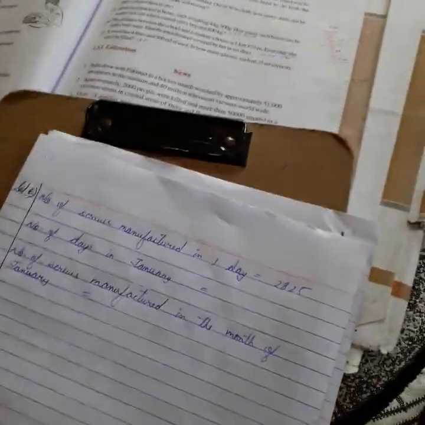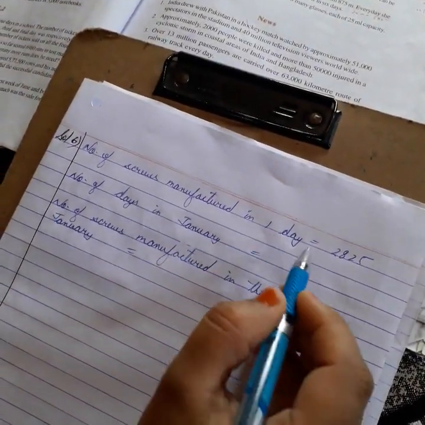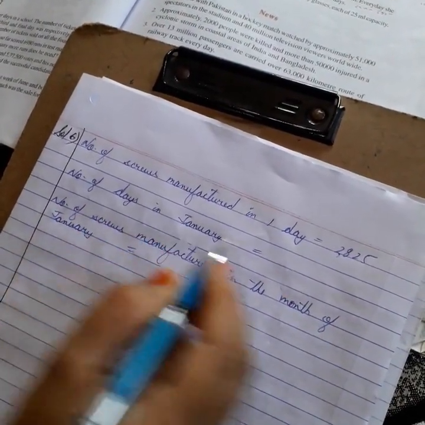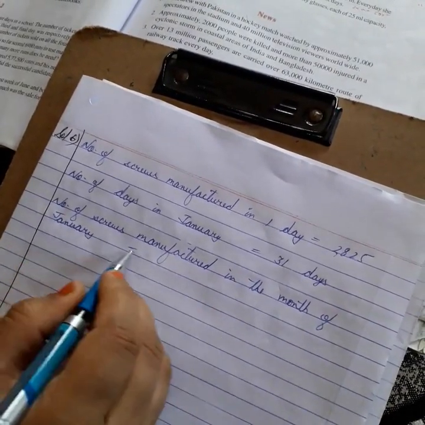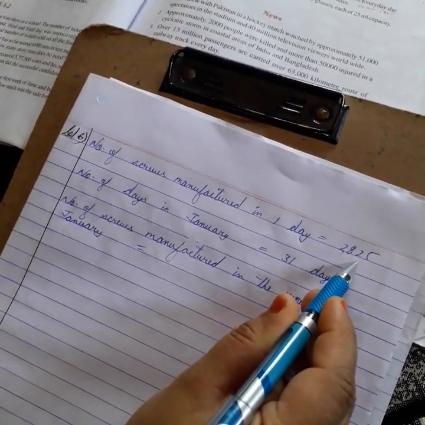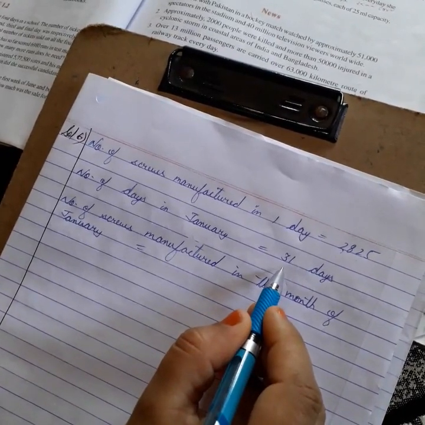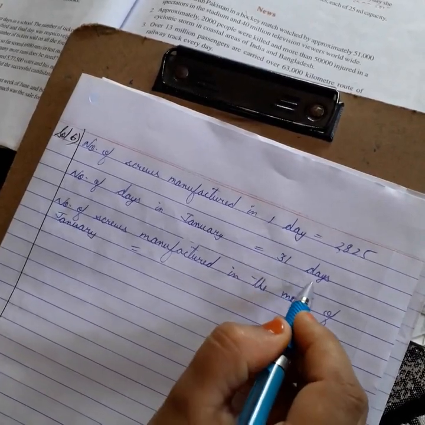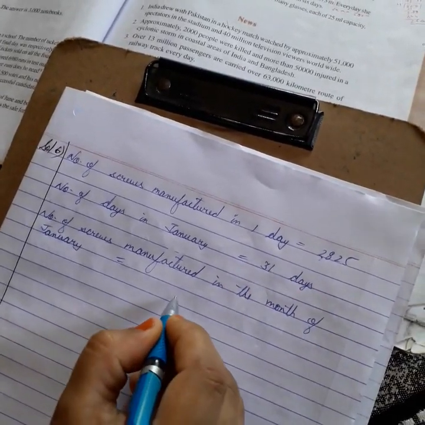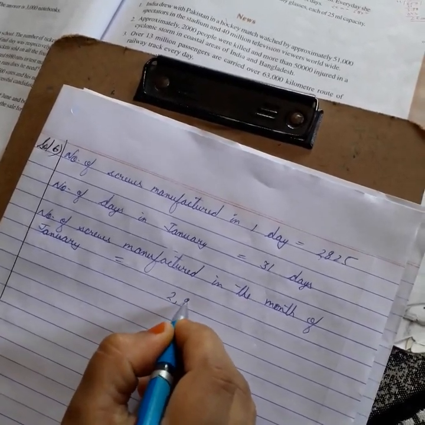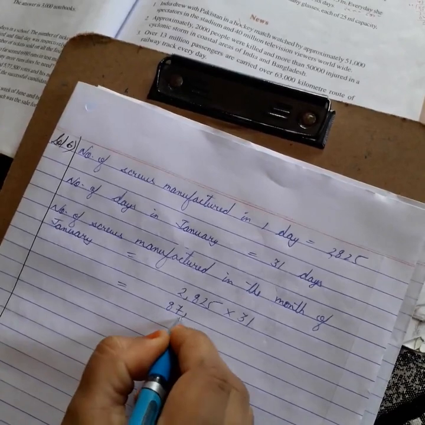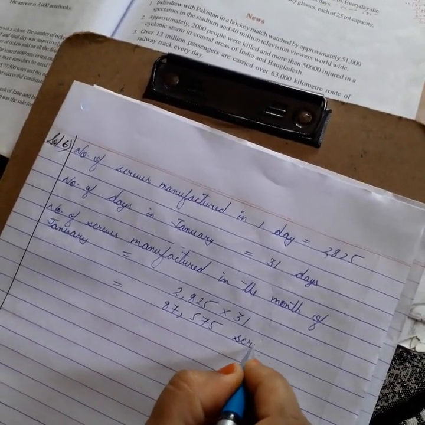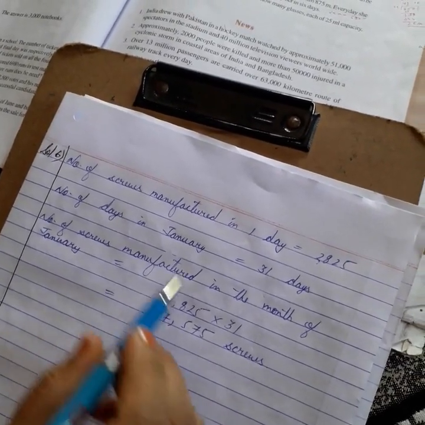Okay children. So number of screws manufactured in one day is given 2,825. So number of days in the month of January, how many days children? 31 days. So number of screws manufactured in the month of January is equal to, so for one day you know the value of screws and you have to calculate for 31 days. And we all know that when we know the value for one, we have to calculate the value for more. We always multiply. Okay. So the number of screws manufactured on first day, one day is 2,825 and you have to calculate for 31 days. Okay. So on multiplying you will get 87,575 screws. Okay. So these many screws will be manufactured in the month of January.